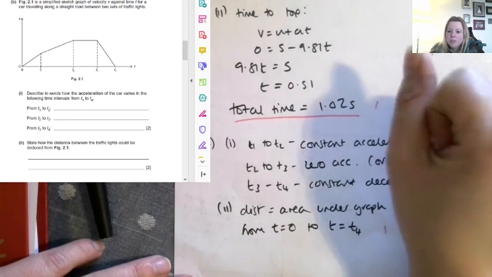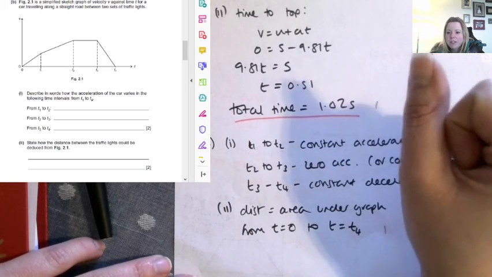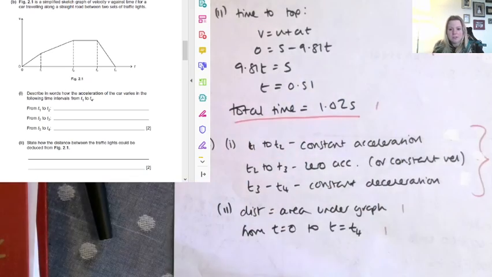Then part 2, state how the distance between the traffic lights could be deduced from figure 2.1. So I was about to say there, you don't actually have to calculate it, but sure you can't. They haven't given you any values anyway. So you just have to say how you would do that. But look, they're very specific about it.